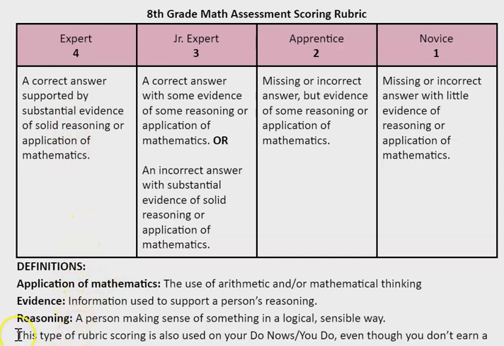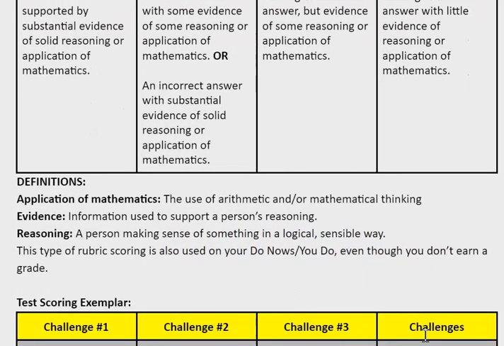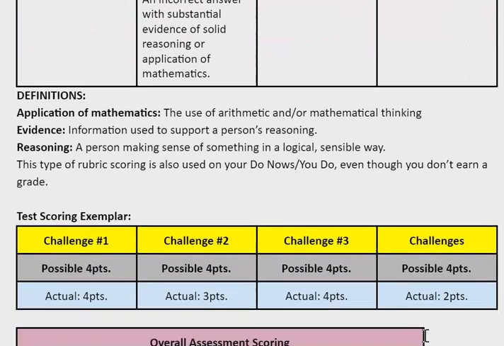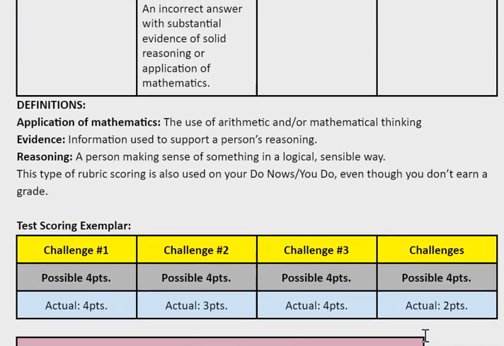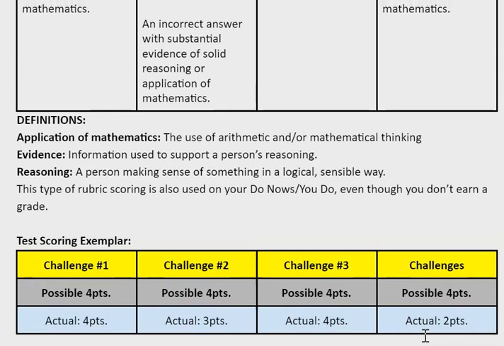Like we said earlier, this type of scoring rubric is also used on your do-nows and your you-dos, even though you don't earn a grade on it, okay? So let's go ahead and slide this up to the next one. Let's give you an example here of using this idea of 4 points for everything. So let's say that you take a 4-point exam.